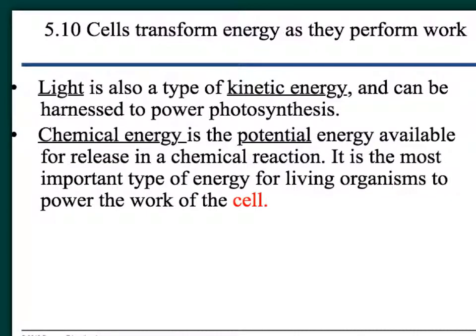Light is also a type of kinetic energy and can be harnessed to power photosynthesis. Chemical energy is the potential energy available for release in a chemical reaction. It's the most important type of energy for living organisms to power the work of the cell. So you can think of light as kinetic energy, and we take that kinetic energy and store it as chemical energy, which is technically a potential energy, in the carbon-carbon bonds in sugar. Then we're going to learn how the mitochondria takes that sugar and breaks it down, like an internal combustion engine, to make ATP, which is another type of chemical energy.